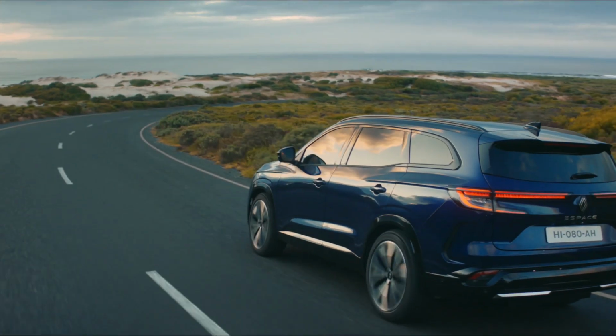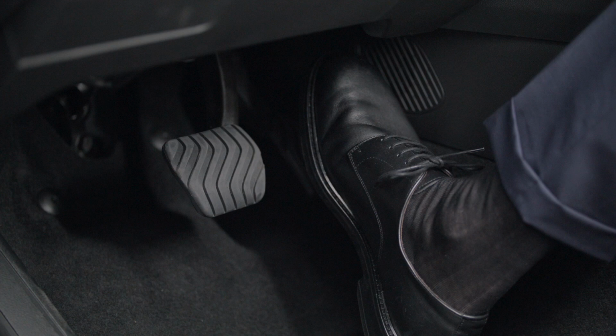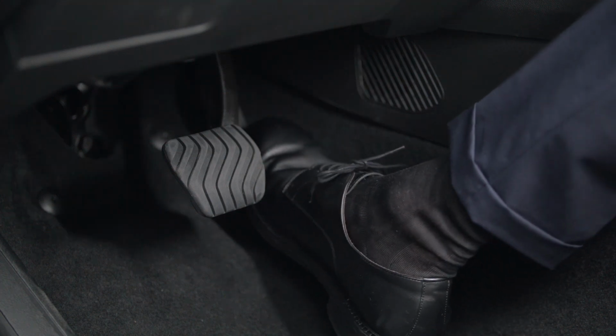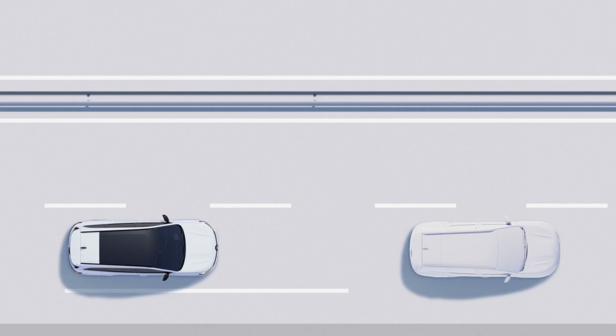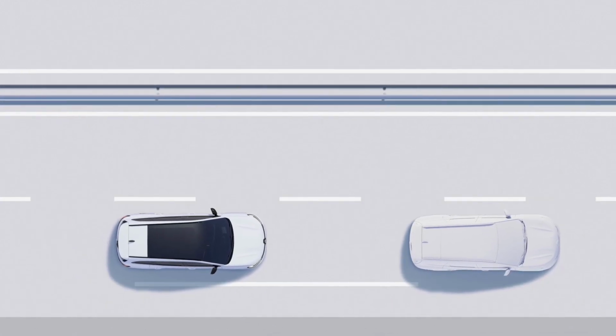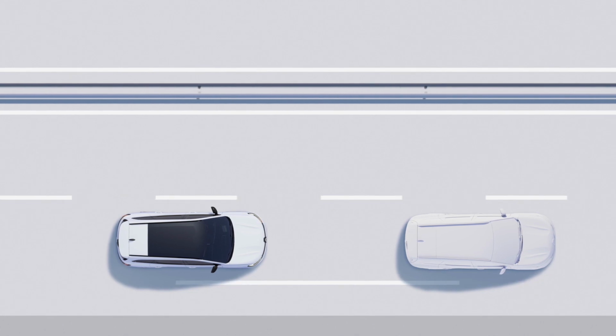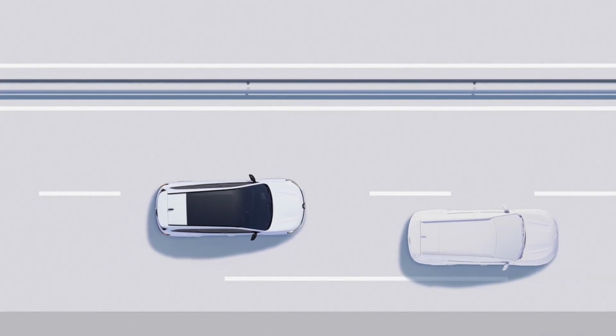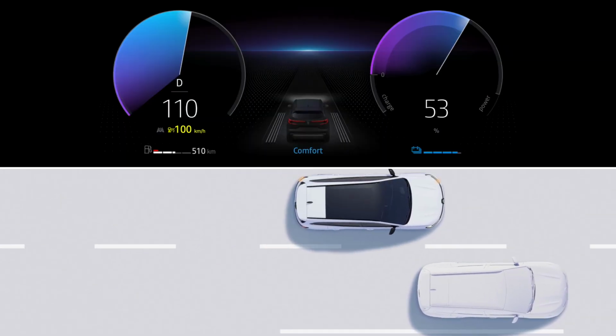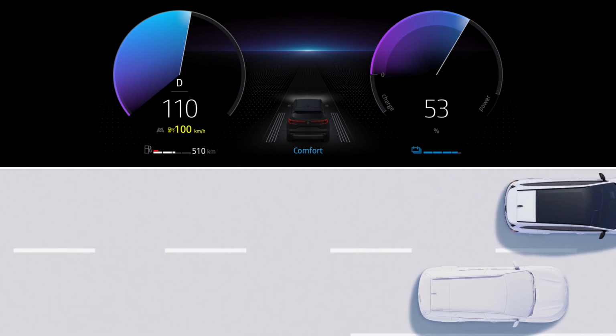Also, you can exceed the cruise speed and overtake at any time just by pressing the accelerator pedal. Lane centering pauses if you use the indicators. While you're overtaking, the cruise speed appears in yellow on the instrument panel.